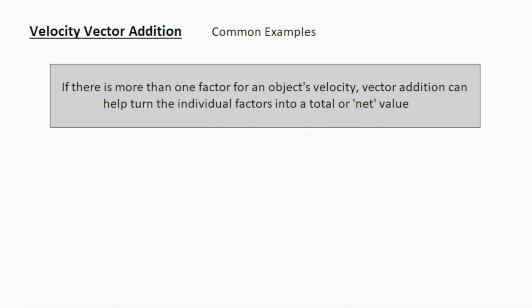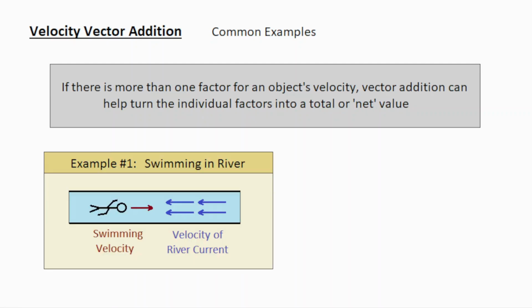Let's start with velocity vector addition. If there is more than one factor for an object's velocity, then vector addition can help turn the individual factors into a total or net velocity value. The first example is a swimmer in a river. Both the swimmer's paddling and the current in the river will contribute to the overall velocity of the person.